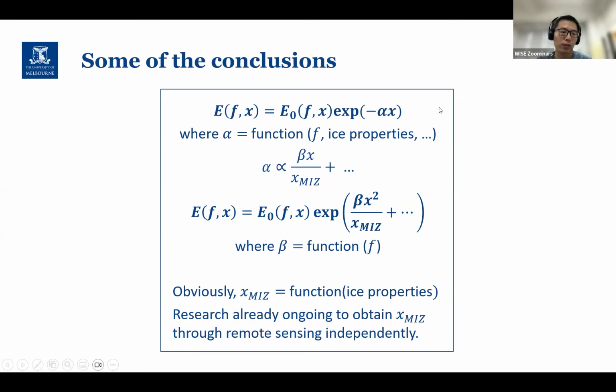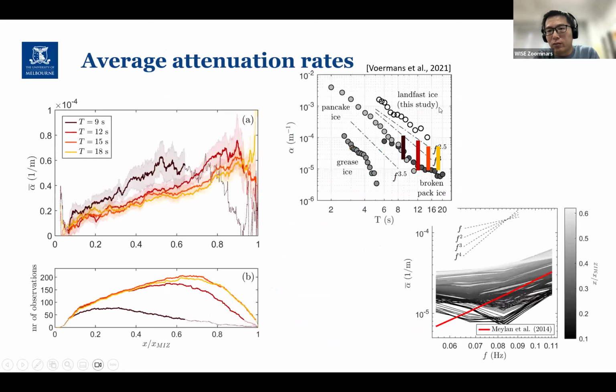Okay, Joy, I have a question. For the attenuation rate you showed as a function of MIZ widths, I see it's peaked around the normalized width around 0.9. Yes, for example, this figure. So the attenuation peaked around 0.9, right? Do you have any specific explanation for this?